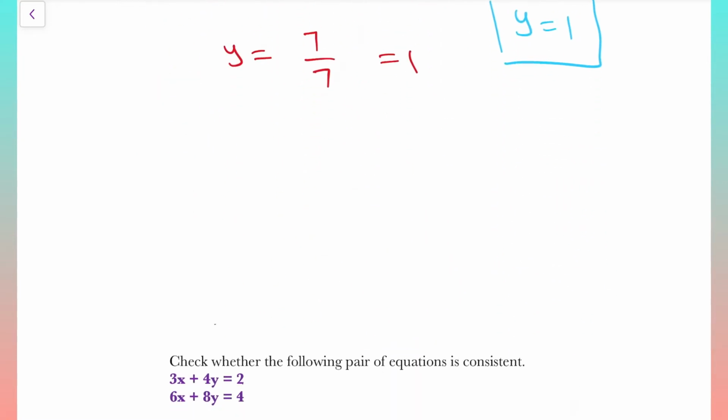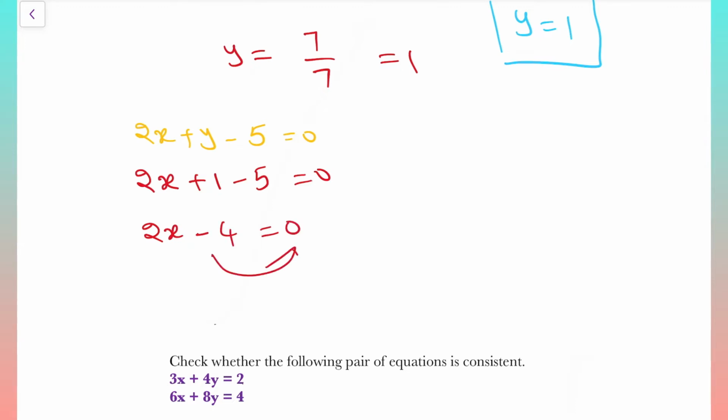The first equation is 2x plus y minus 5 equals 0. Here I am writing 2x as it is because I don't know the x value, plus the y value, which we just got as 1, right? So in the place of y I am substituting 1, minus 5 equals 0. 2x plus 1 minus 5, that is minus 4, equals 0. Taking minus 4 to the right side, 2x equals plus 4.